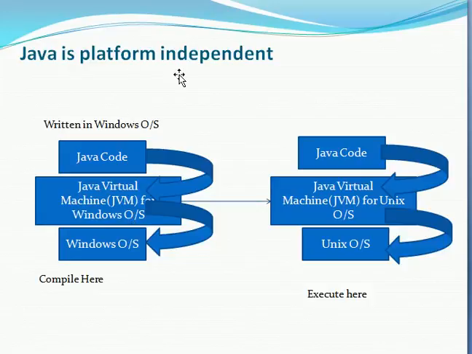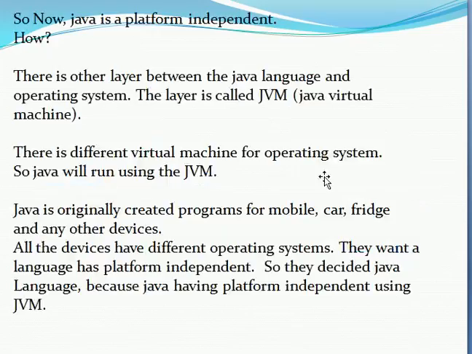Because Java is platform independent. That means we write a Java program and compile it in one operating system like Windows. The same program we can execute in another operating system like Unix or Linux because of the JVM interpreter. So now, Java is platform independent.